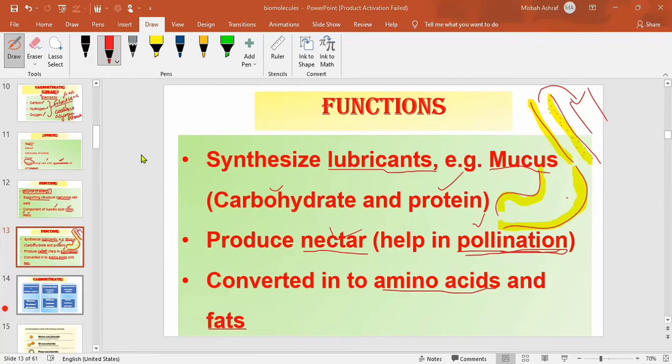Miss, can you share the slides in group 2? What should I send in group 2? Miss, these slides. Okay, but I will send you the PDF. Do you receive the PDF which I share?